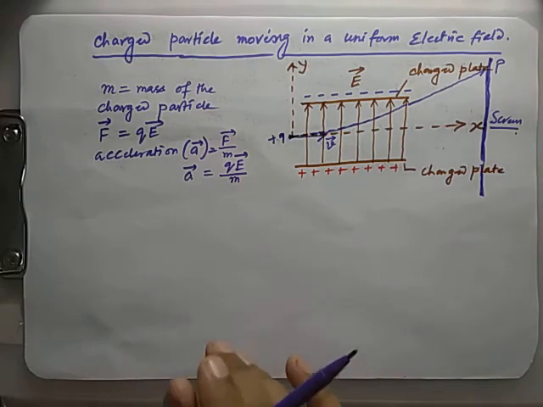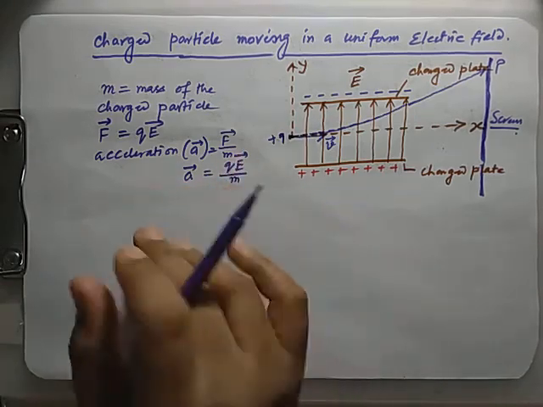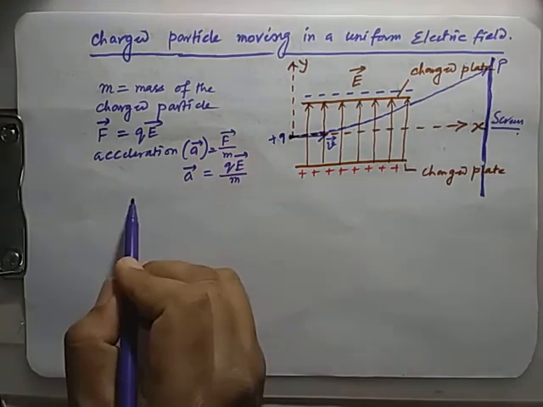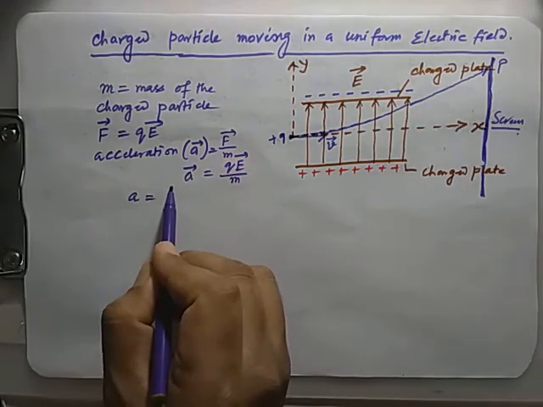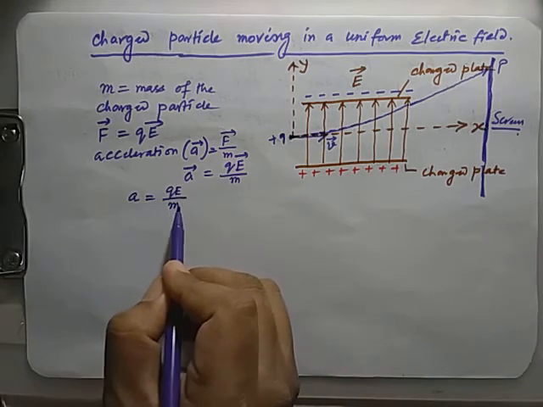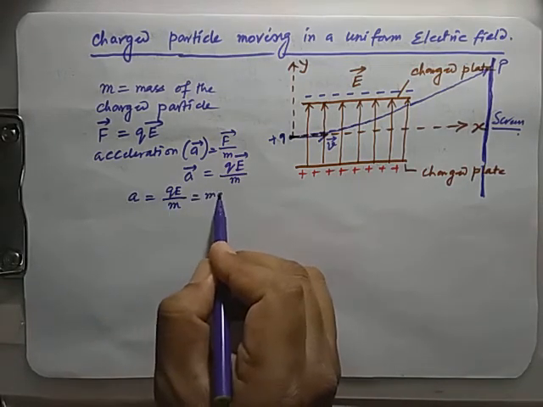Now we'll only deal with the magnitude of a. So the magnitude of a will be how much? QE by m. So this is the magnitude of acceleration.